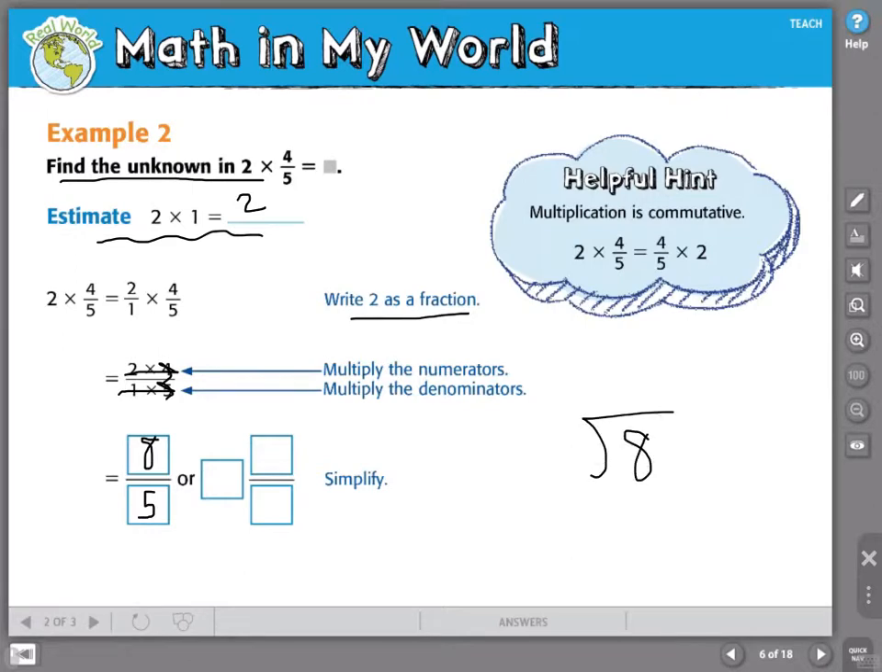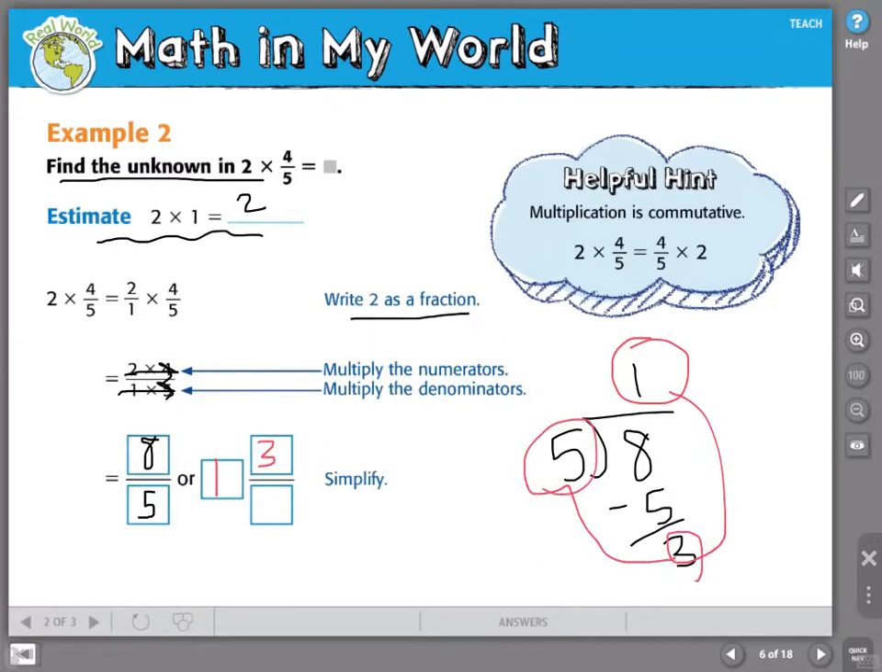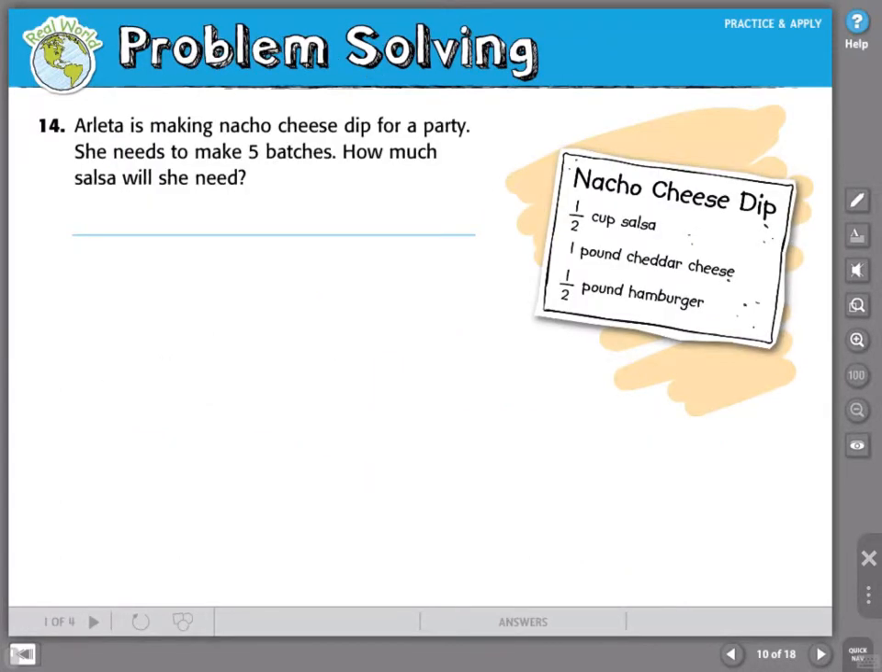Let's turn that into a mixed number. 8 divided by 5. And I get 1 whole and 3/5. And that is close to my estimate of 2. So I know my answer is reasonable. Let's try using this method with a word problem.